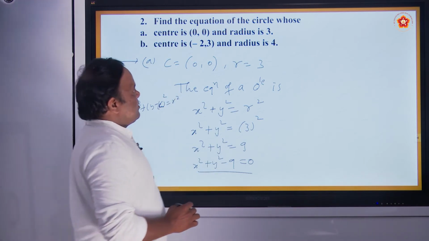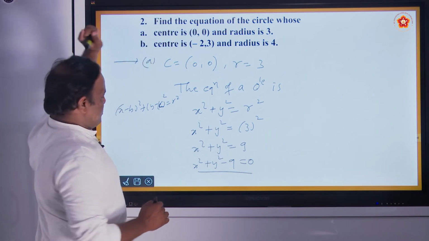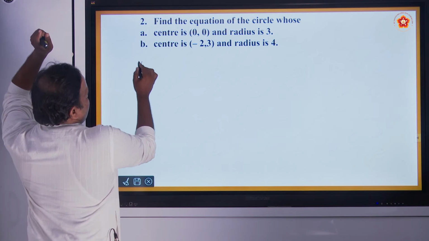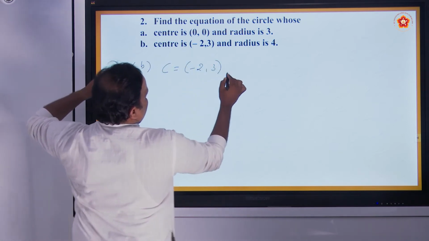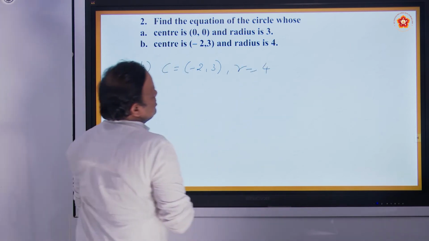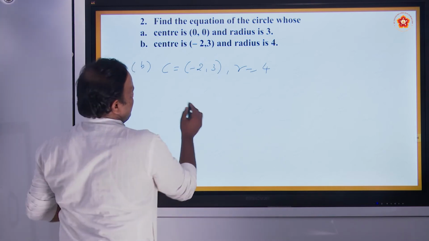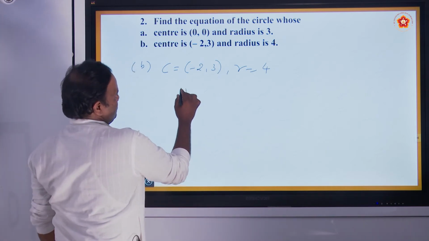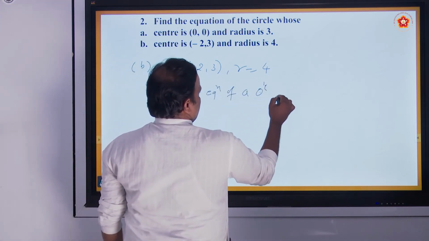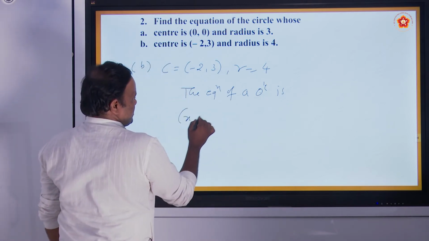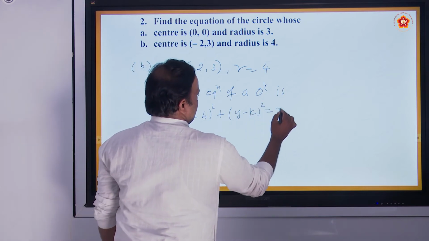Okay, so what about b? What is b here? The center is given here, minus 2 comma 3, and the radius is 4. Okay, so use the equation of circle once again, center radius form. What is the equation of circle in center radius form? It is (x minus h) whole square plus (y minus k) whole square is equal to r square.